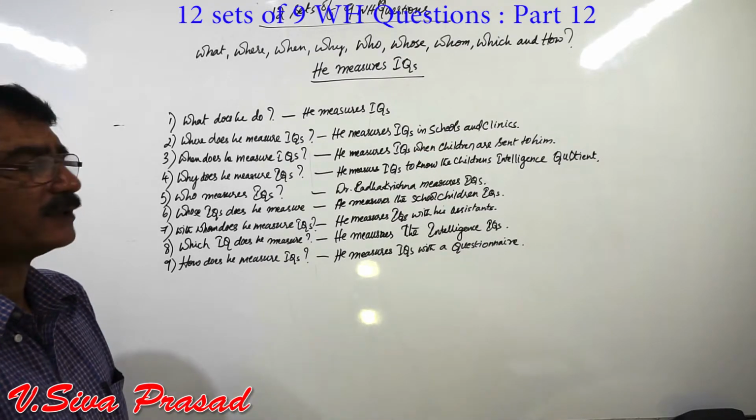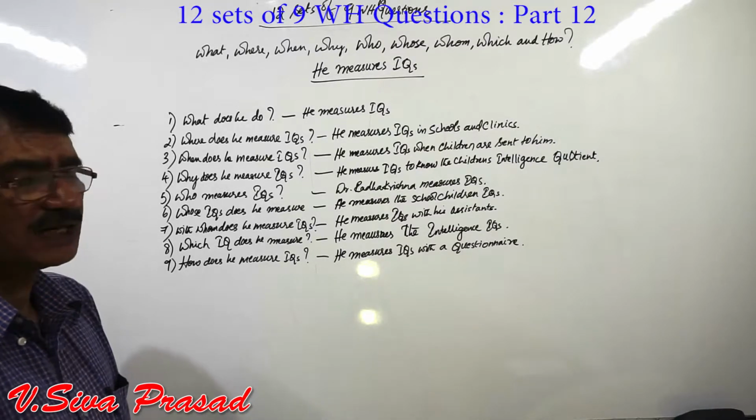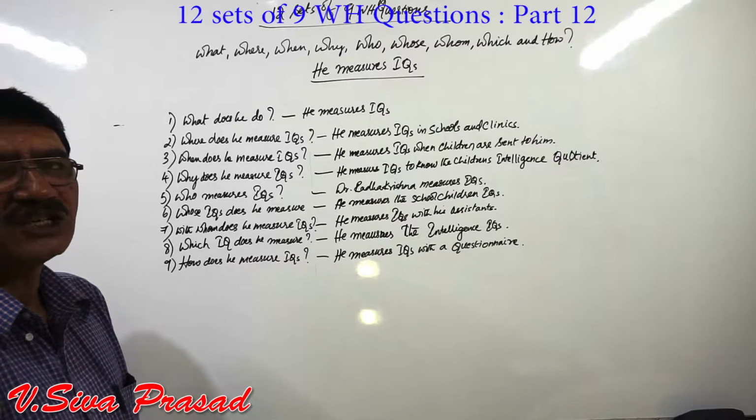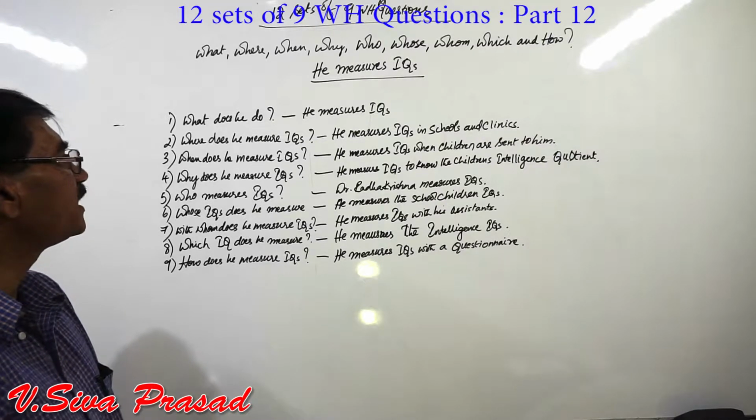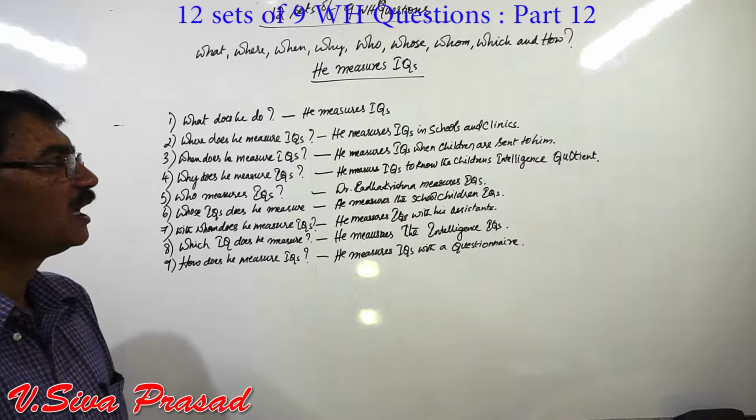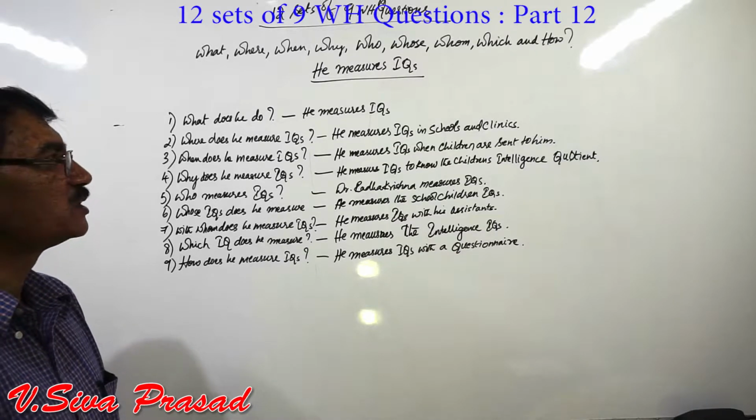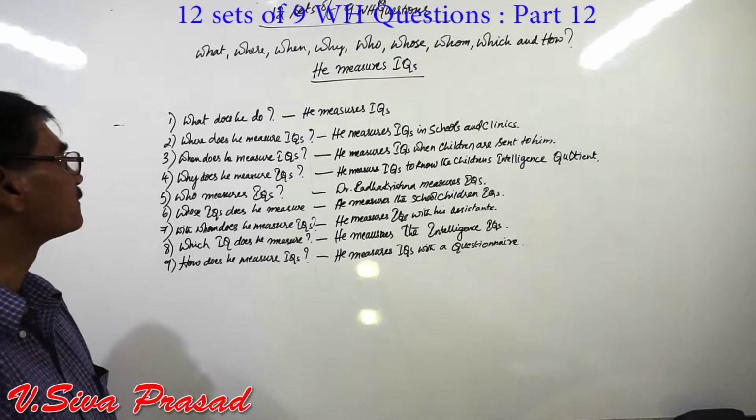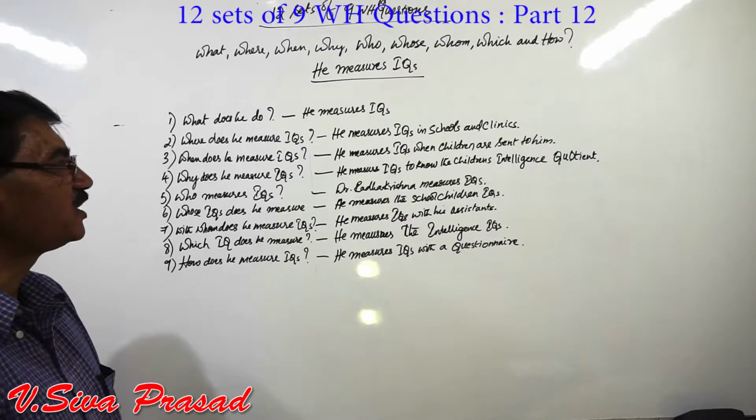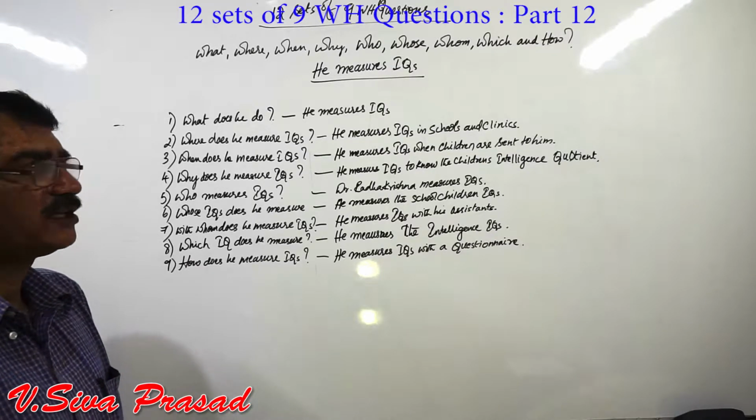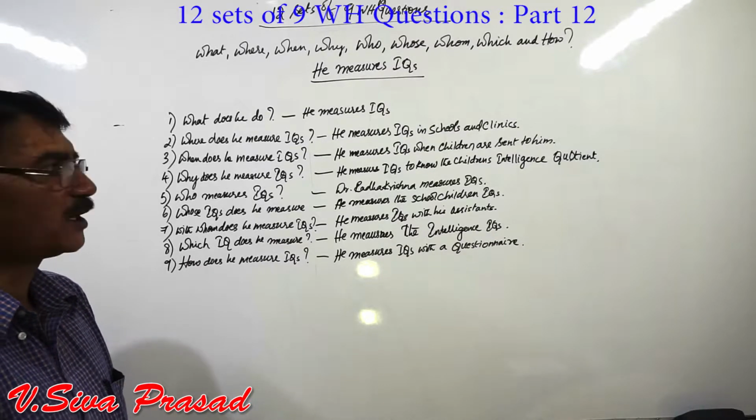Coming to the seventh one. What had he done? He had measured IQs. Where had he measured IQs? He had measured IQs in schools and clinics. When had he measured IQs? He had measured IQs when children were sent to him.